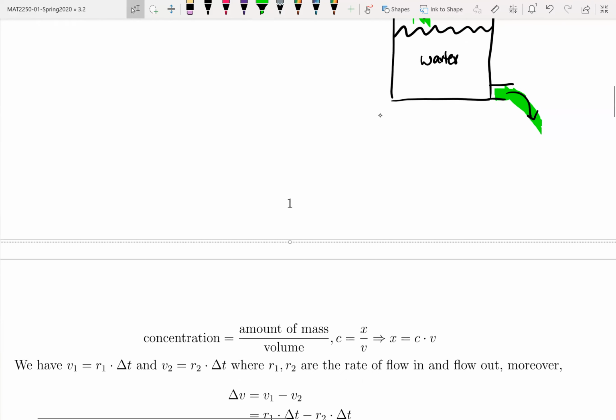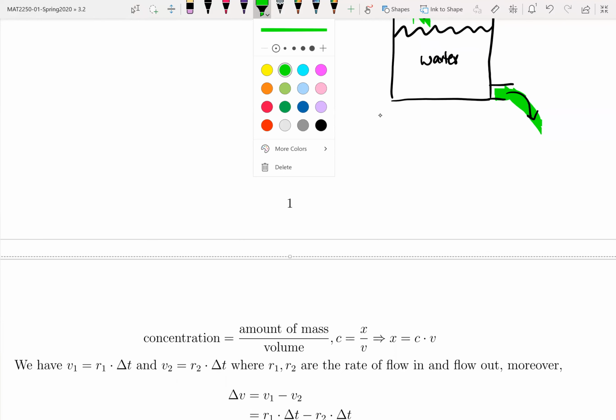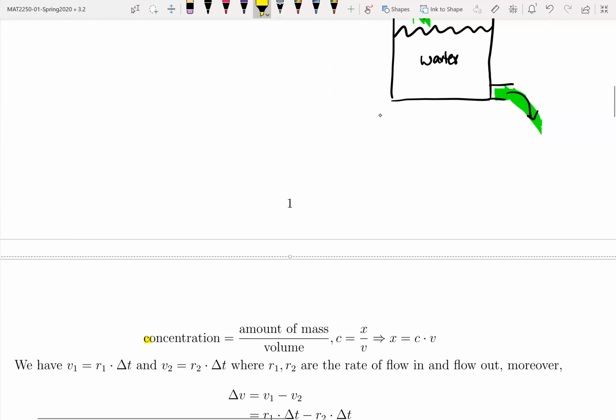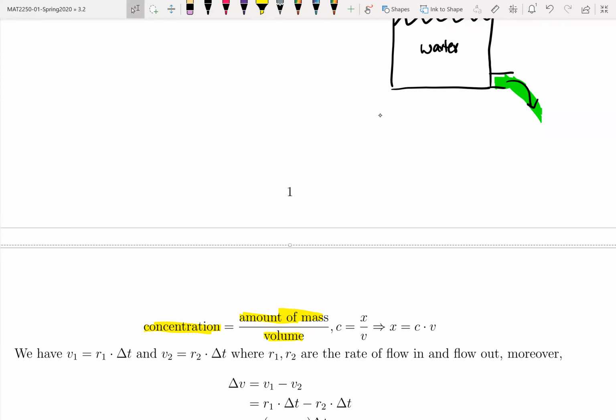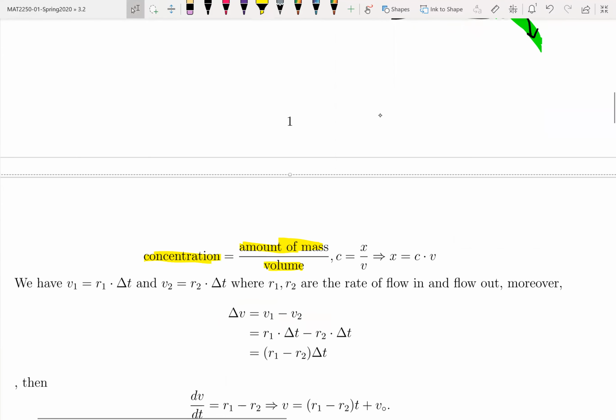I don't think any of us have a problem with concentration, which is always the amount of substance per volume. That's what we call concentration, right? Concentration is how much salt I have in 1 liter or 1 gallon of water, so it's the amount of mass divided by the entire volume that we have. So per volume is what we call concentration.